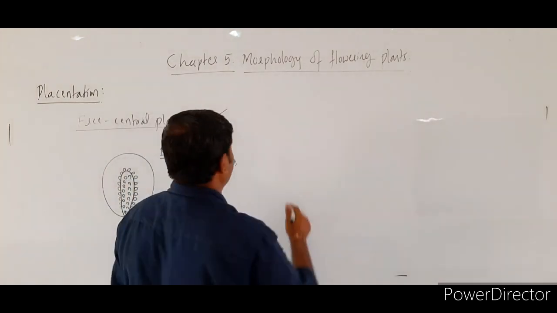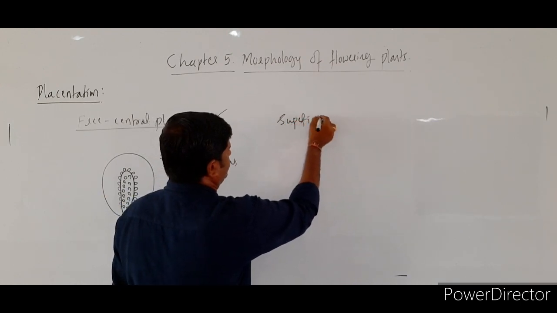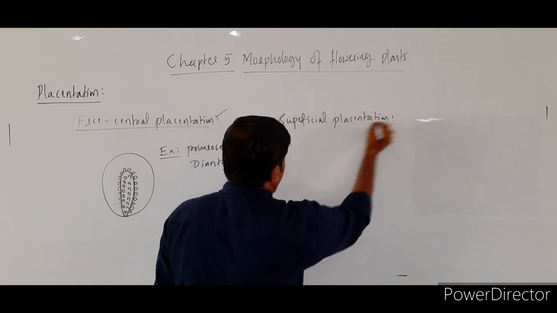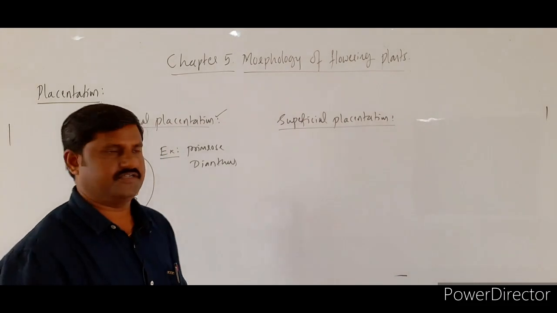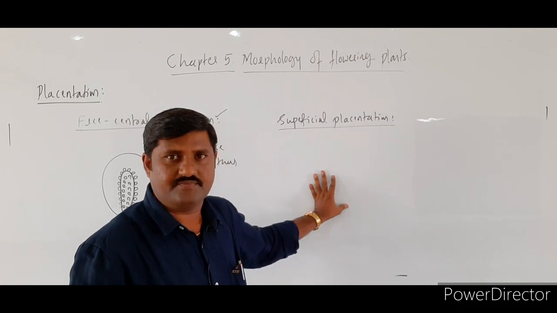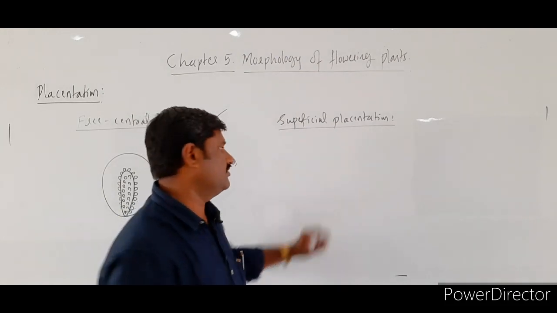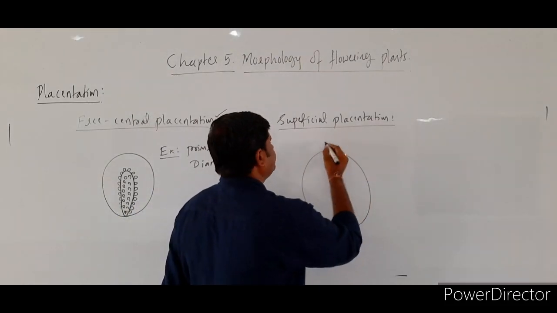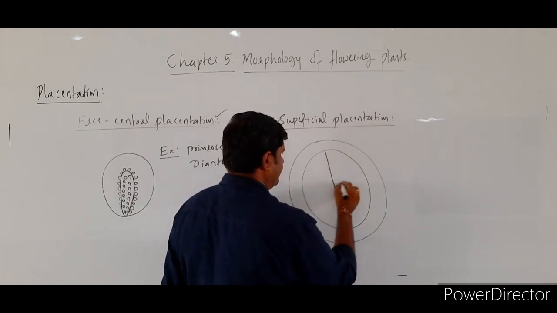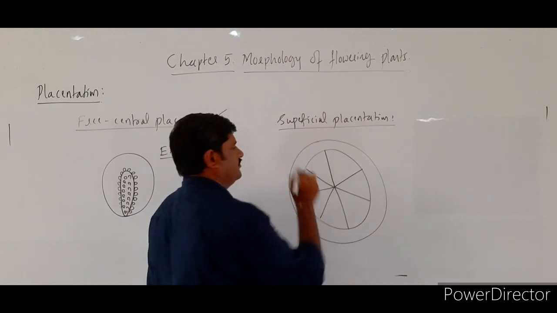And the next type, the final and last type, is superficial placentation. Here a number of locules are present, meaning a multilocular condition is seen, and a multicarpellary ovary is present. Imagine this is the ovary, it is multicarpellary and multilocular. See here, many locules that you come across in this ovary.